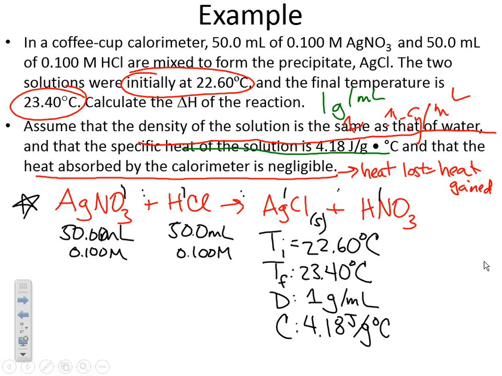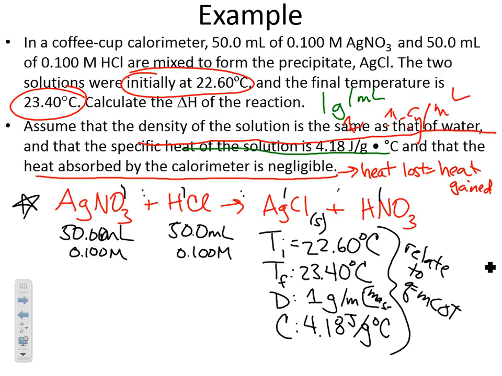You'll notice that I kind of grouped them together in different ways, because if you look at all of these numbers over here, all of these numbers are numbers that relate to Q equals MC delta T. We have a TI and TF. That's our delta T. We have a C value. They gave us density, 1 gram per milliliter. That's a relationship to mass, right? We can use this to get mass. So all of these values, the TI, TF, the density, and the specific heat, they're things that relate to Q equals MC delta T.